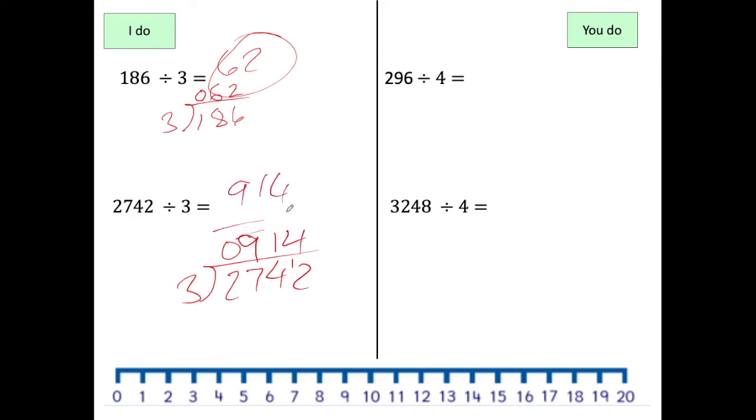914. Now what I want you to do is pause the video and have an attempt at the 2 questions on the right hand side, and we'll go through the answers shortly. So the answer to the first one is going to be 74, and to the second one is going to be 812.